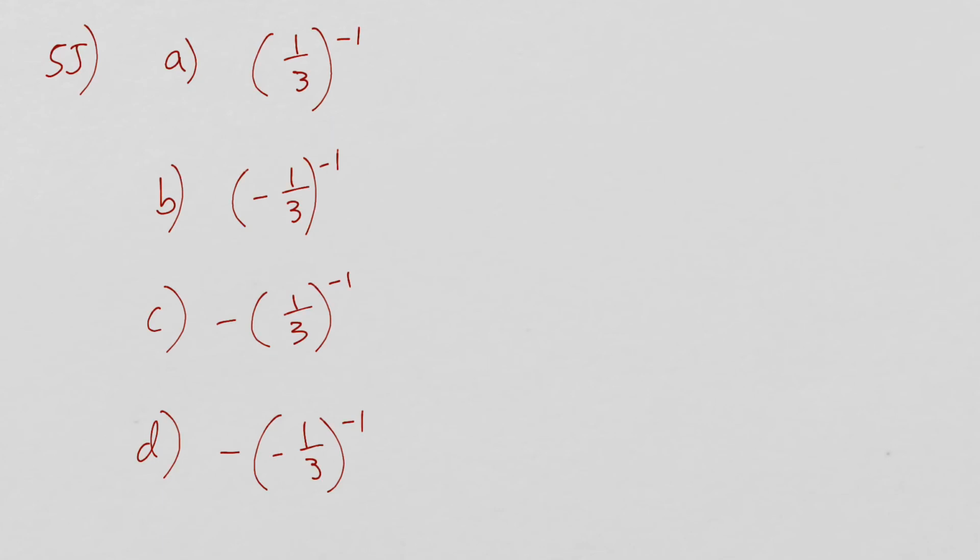Okay, to make this exponent positive, I simply invert it. So this becomes a positive 3 over 1. To make this exponent positive, I simply invert it. So this becomes negative 3 over 1. And notice that that negative doesn't go away because this is an odd exponent.